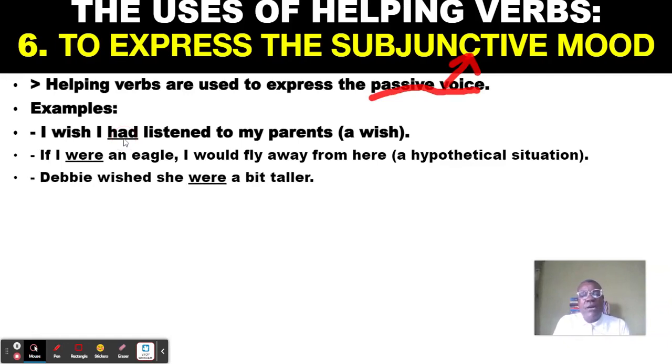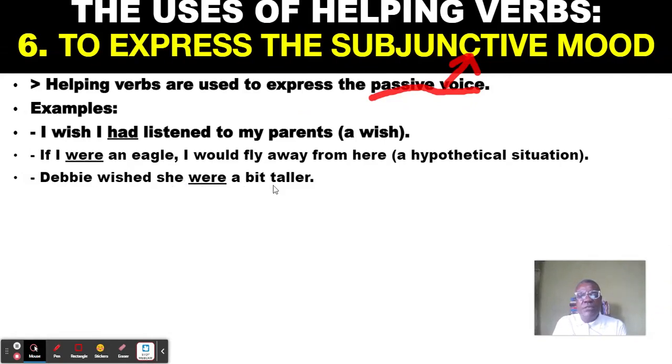Now, if I were an eagle, I would fly away. In this case, you are using the auxiliary, the helping verb were, as a subjunctive verb to express a hypothetical situation. Of course, I can't become an eagle. I am a human being, so I am not an eagle and can never be an eagle. So the idea being expressed here is just imagined, it is not real. So it's an imaginary situation. And that's what the subjunctive mood is used to express in English.